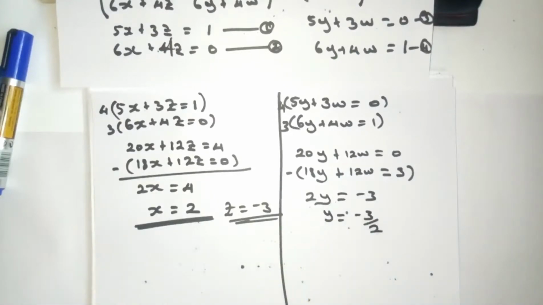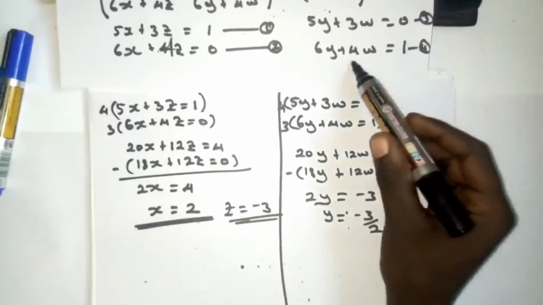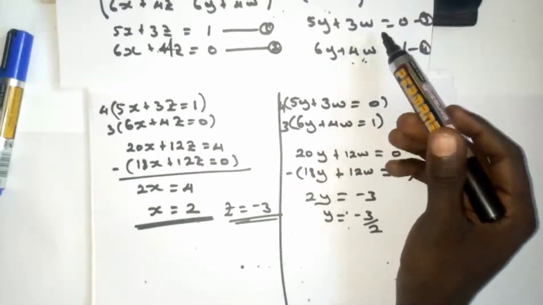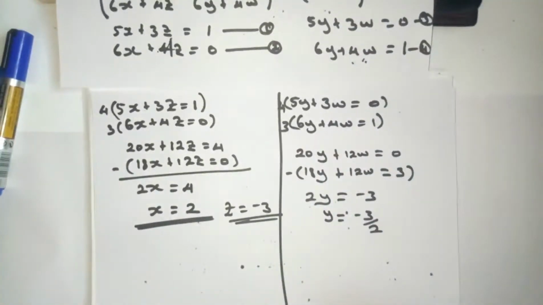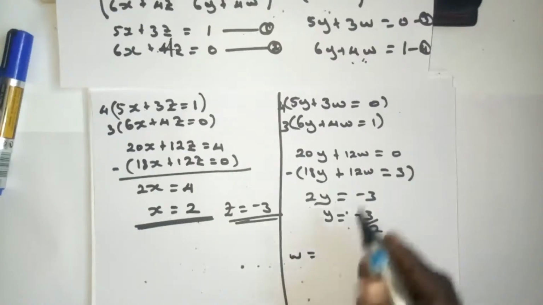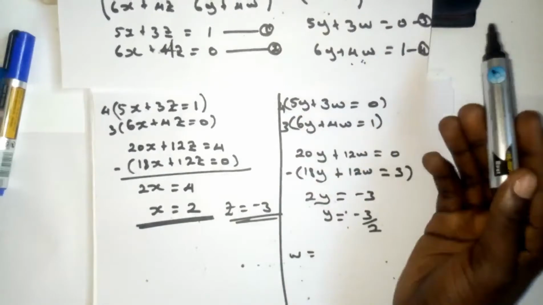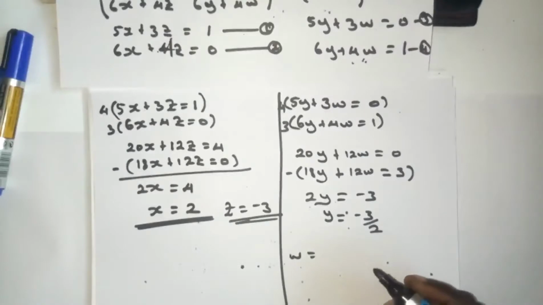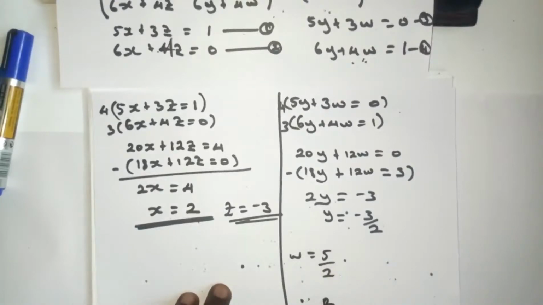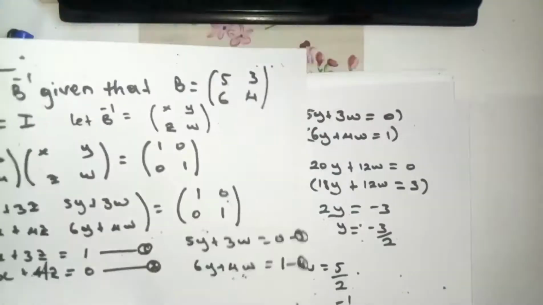Then from there I can find the value of w. I substitute this back in one of the above equations. I can decide to substitute it here and get that answer. If I substitute it here, I'm going to have 10. Take the 3 aside, so the value of w that I will get in this case is going to be 5 over 2. This therefore implies that the inverse of the matrix B is going to become, remember we said that let the inverse be x, y, z, w.